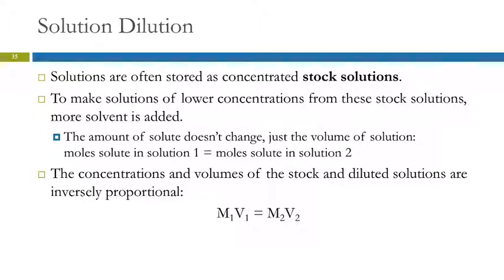So all we're doing is we're adding more solvent. The amount of solute doesn't change, only the volume. So the moles of solute in the solution you start with are equal to the moles of solute in the solution you end up with. So the concentrations and volumes are inversely proportional. If the volume goes up, the molarity, the concentration, goes down. So we have this equation, and this is another one you need to memorize. It's not too taxing. M1V1 equals M2V2. And we're going to be using that in lab later this morning.